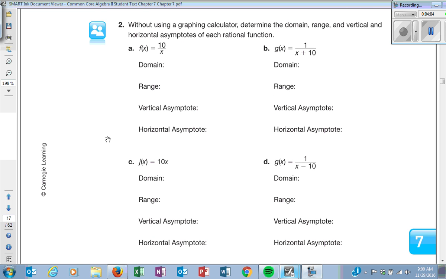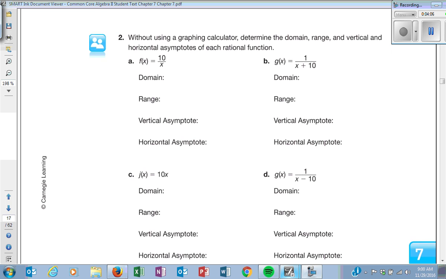Without using a calculator, determine the domain, range, vertical asymptotes, and horizontal asymptotes. Actually, I'm going to do the vertical and horizontal asymptotes first, because I think those help me dictate the domain and range much easier. So my vertical asymptote, what makes the denominator 0? That would be x equals 0. It's not allowed to happen, because if I put a 0 in here, my denominator becomes 0, no bueno. Horizontal asymptote: my bottom power is bigger than my top, so y equals 0.